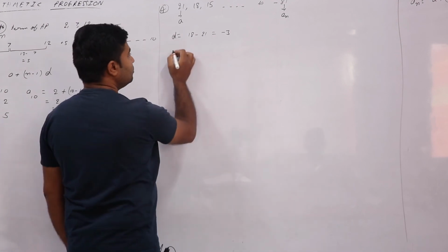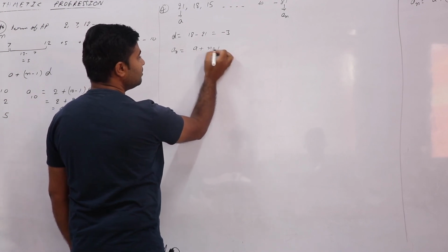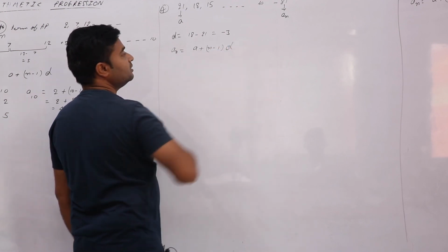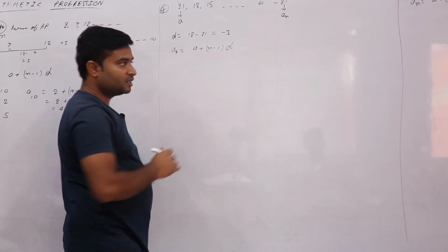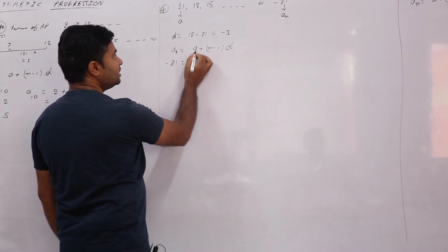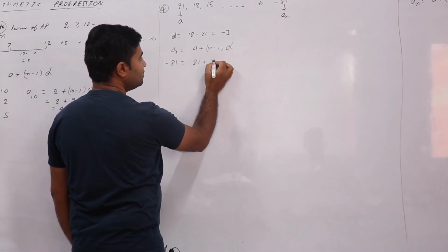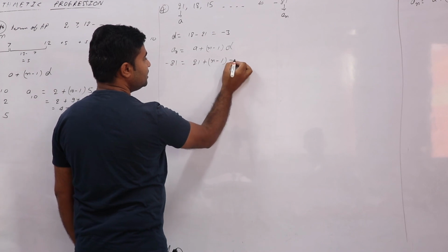Acha. Now put the formula. An is equal to a plus n minus 1 into d. Yes na? Acha. What is an? Minus 81. What is a? 21. n we don't know. So n minus 1. What is d? Minus 3.